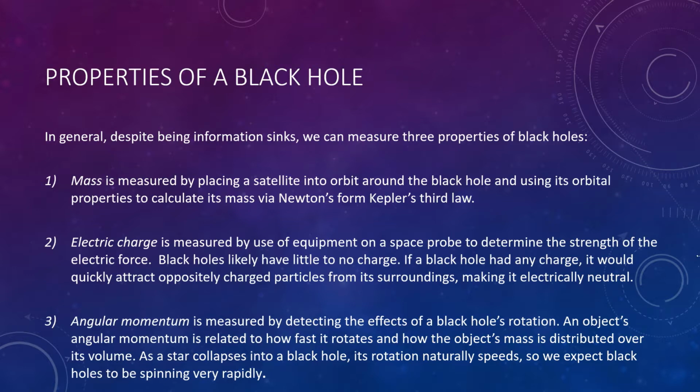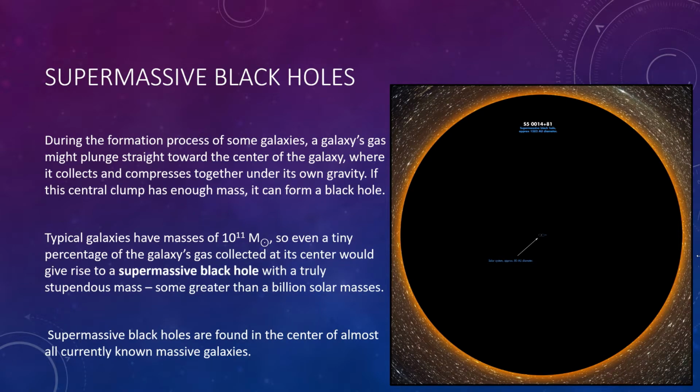This same effect explains the rotation of the solar nebula, as well as why neutron stars spin so quickly. We expect black holes that form from a rotating star to be spinning extremely rapidly, but we won't go into rotating black holes too much. Well, there also exists a different kind of black hole.